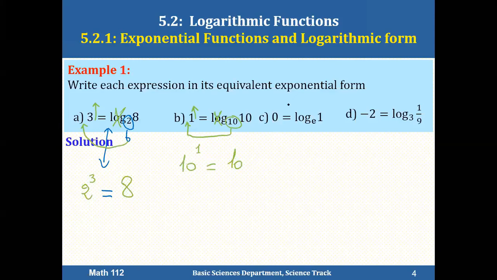Okay. Here, what is the base? E. The base is E. The zero goes up as the exponent and the log cancels, so it becomes E to the 0 equal 1. Same thing here. What is the base? 3. Minus 2 goes up. Is it clear? Easy. Okay. So this is how to transform.